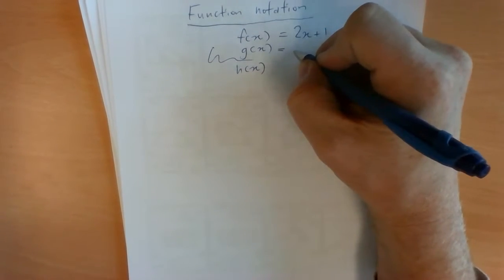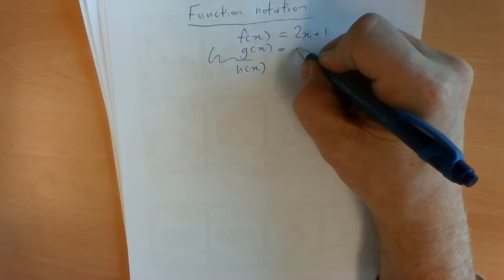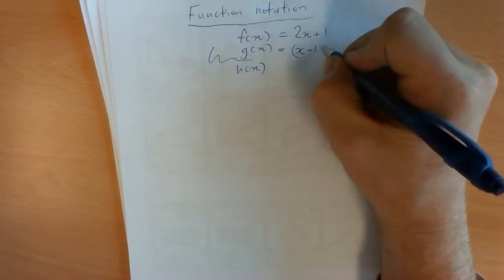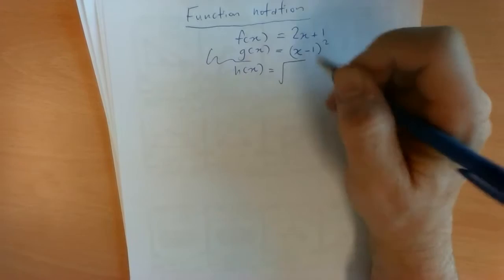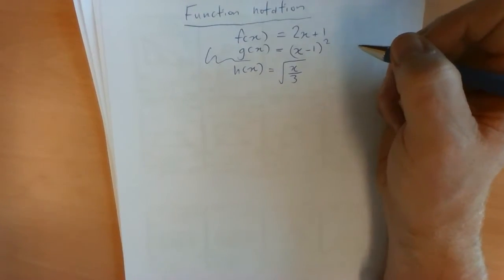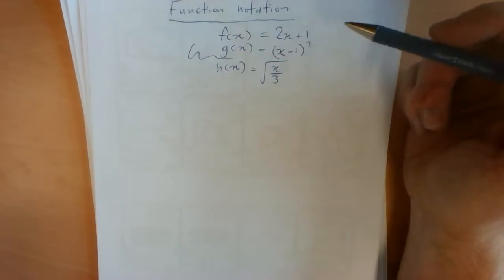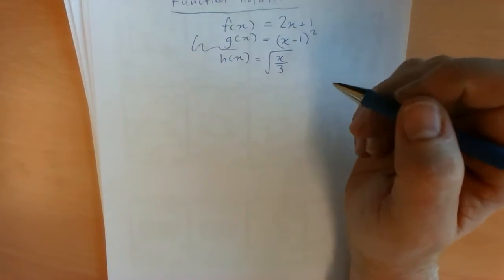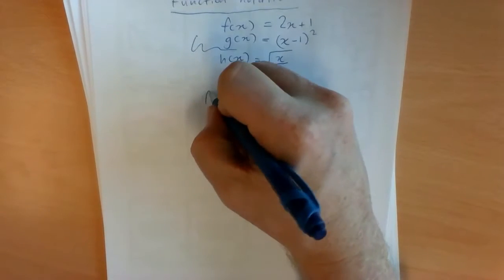This example here is taking 1 away from x and then squaring the result. And finally, this example here is dividing x by 3 and then slapping a great big square root symbol around it. Now, if you remember to say out loud what these things are, then you can very easily answer little questions like this. So remember, f(x) is doubling x and then adding 1.